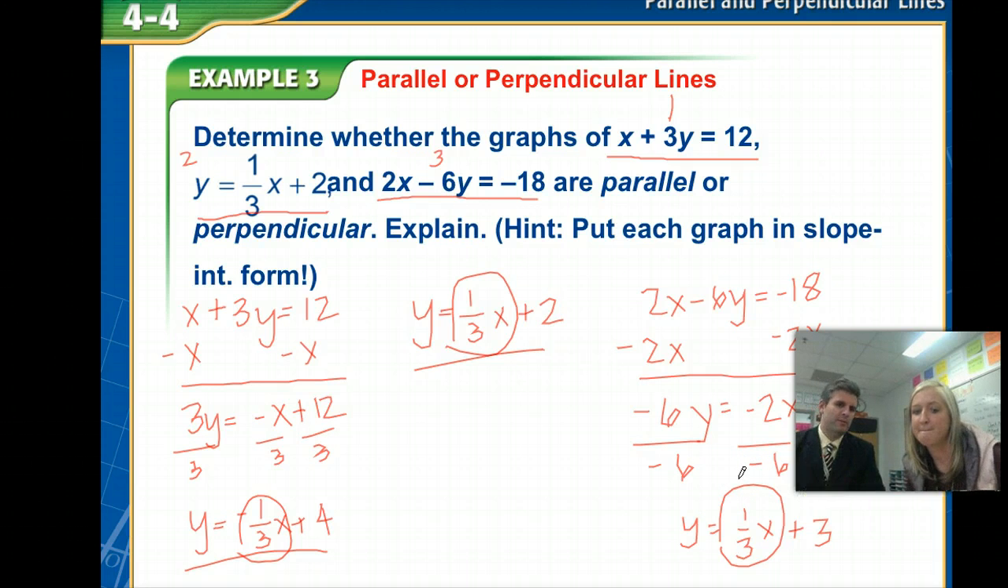What would have made it perpendicular, Miss McKissick? Well, the opposite reciprocal of 1/3 would be -3.